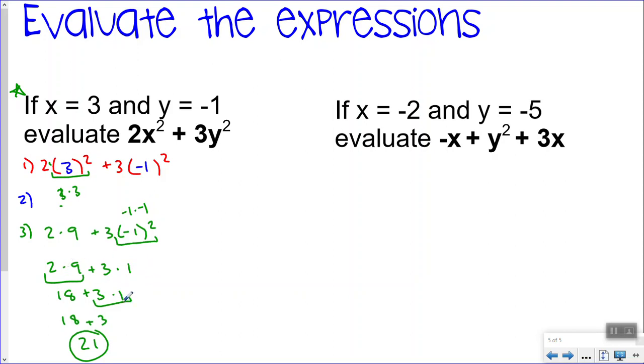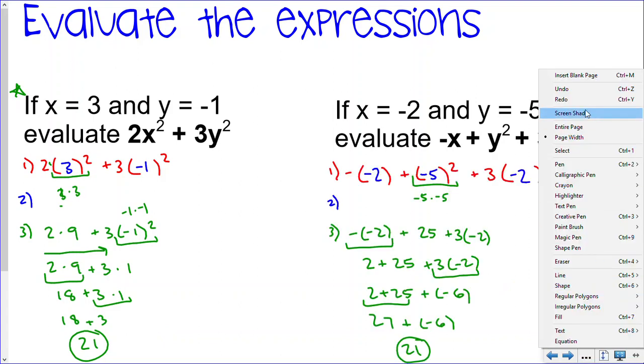Now we're into the multiplication division step, again working left to right. The first thing that we see is 2 times 9. Then we also have to do the 3 times 1. Once we're finished with that, then we can add everything together and we get 21. Go ahead and pause the video and try the last example.